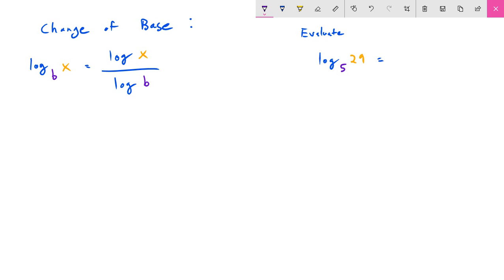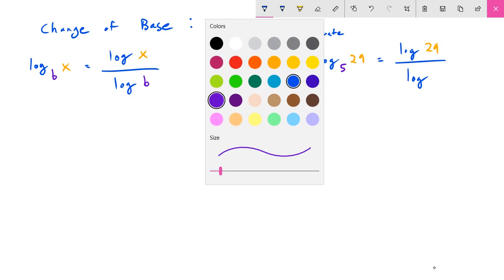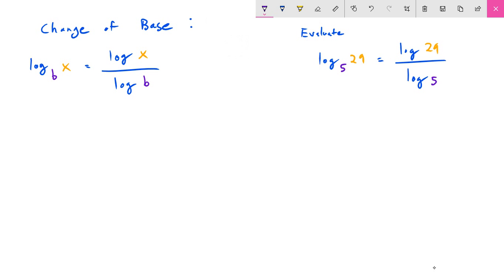So if I'm trying to use change of base to find an answer, what would it be? This log base 5 of 29 is the same thing as writing what? Log of 29? That's right. Log of 29 over log of 5. These are the same thing. And now with your calculator on your phone, you can find log of 29 over log of 5. So can somebody put down your calculator and tell me what you get in 2 decimal spots? Try it out.